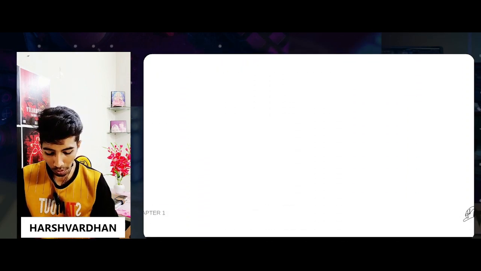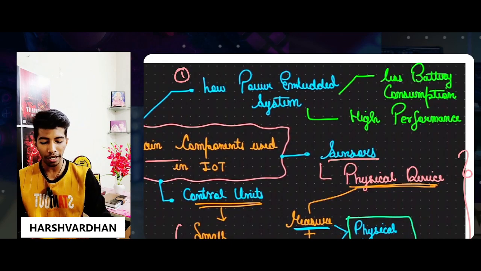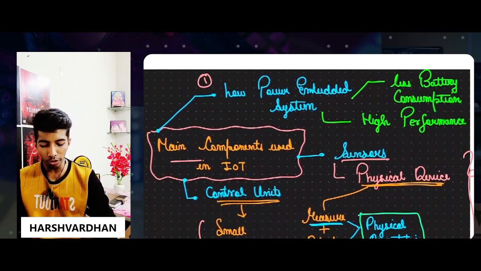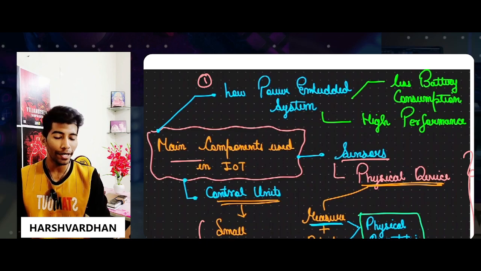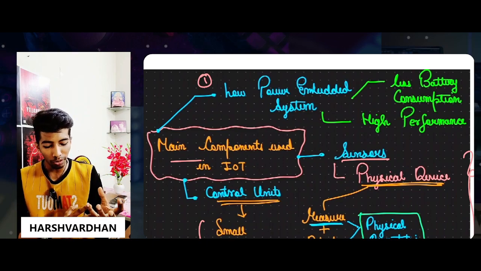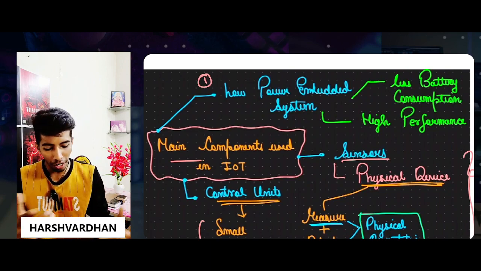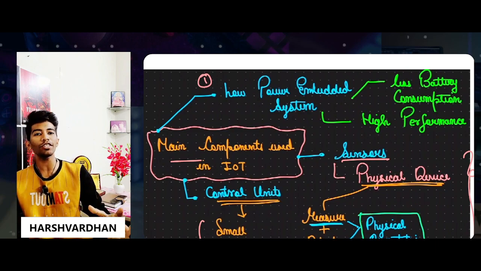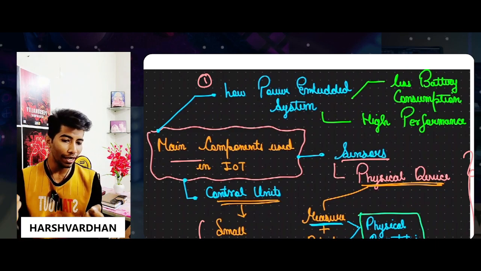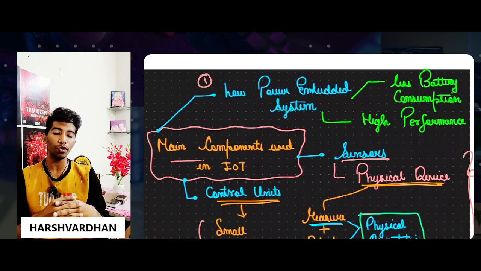Okay. Talking about the main components which you are seeing here, there is a low power embedded system, which means less battery consumption for high performance, right? So we want an embedded system which takes less battery and gives high performance. That's what we are focusing on when finding the components for our solution.